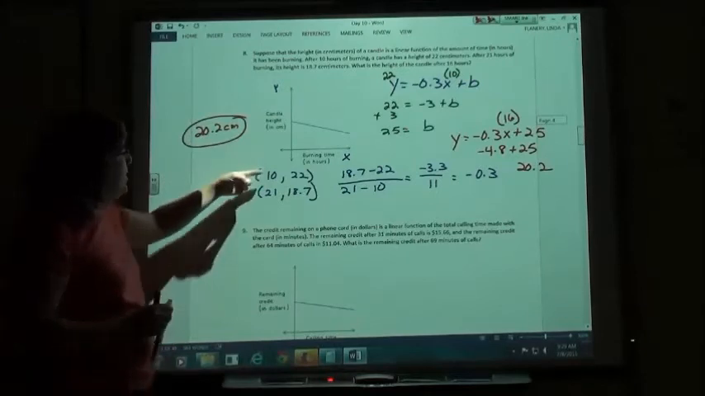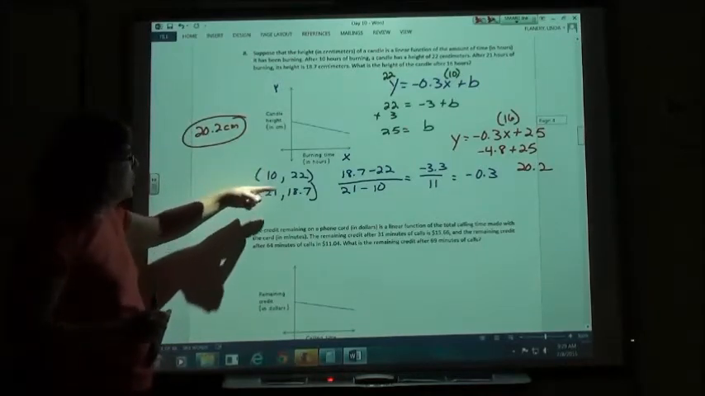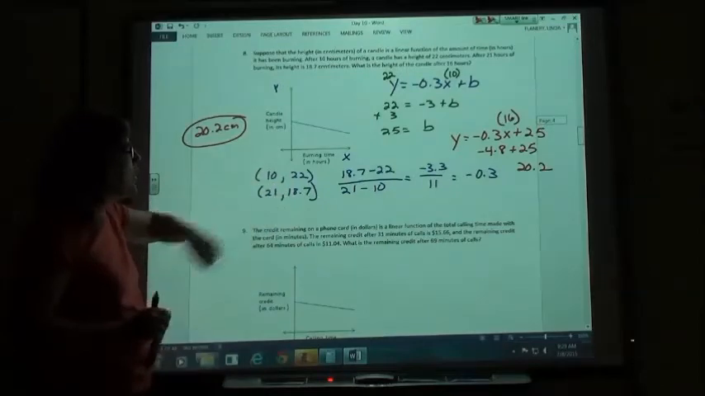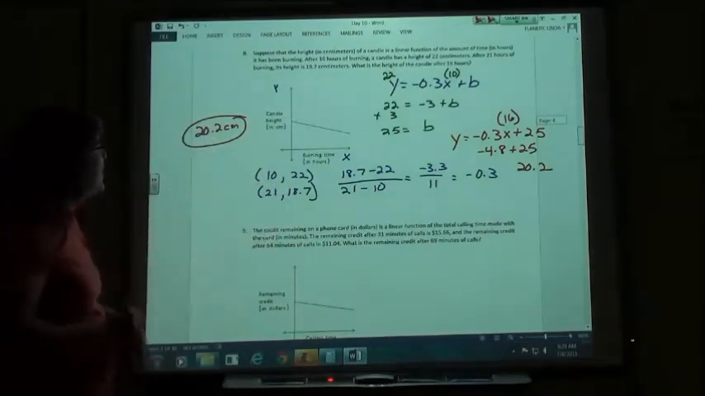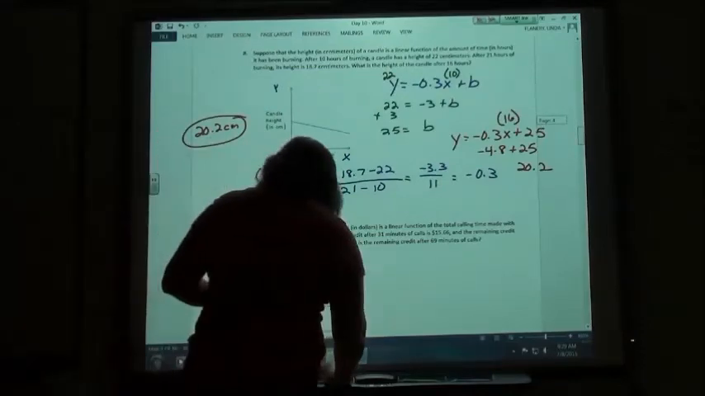So again, 16 is between my 10 and my 21. My height should be between my 22 and my 18.7. It is. As my candle burns, it's getting lower and lower and lower. So that answer would make sense.